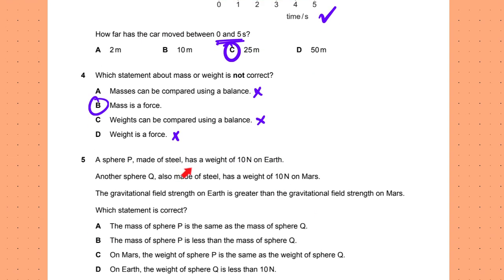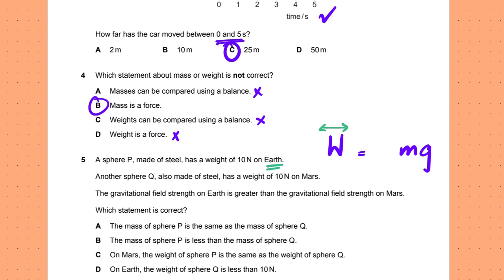A sphere P made of steel has a weight of 10 newtons on Earth. Another sphere Q, also made of steel, has a weight of 10 Newton on Mars. So 10 Newton on Earth, 10 Newton on Mars. Small g on Earth is greater than small g on Mars. If I think about this, I should immediately be thinking of this equation, W equals mg. Both of these have weights of 10 Newton, so the weight is not changing.